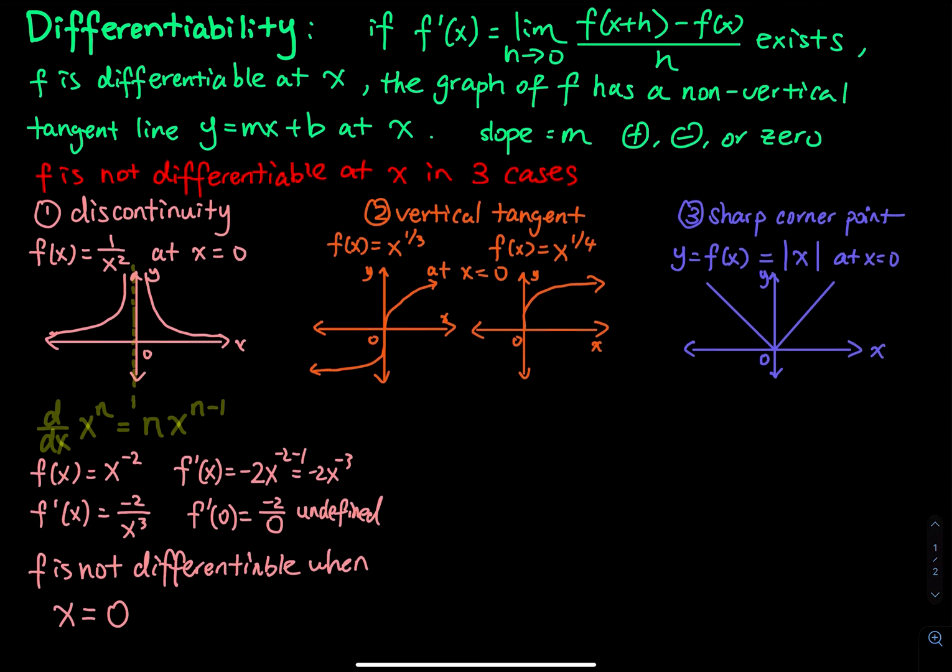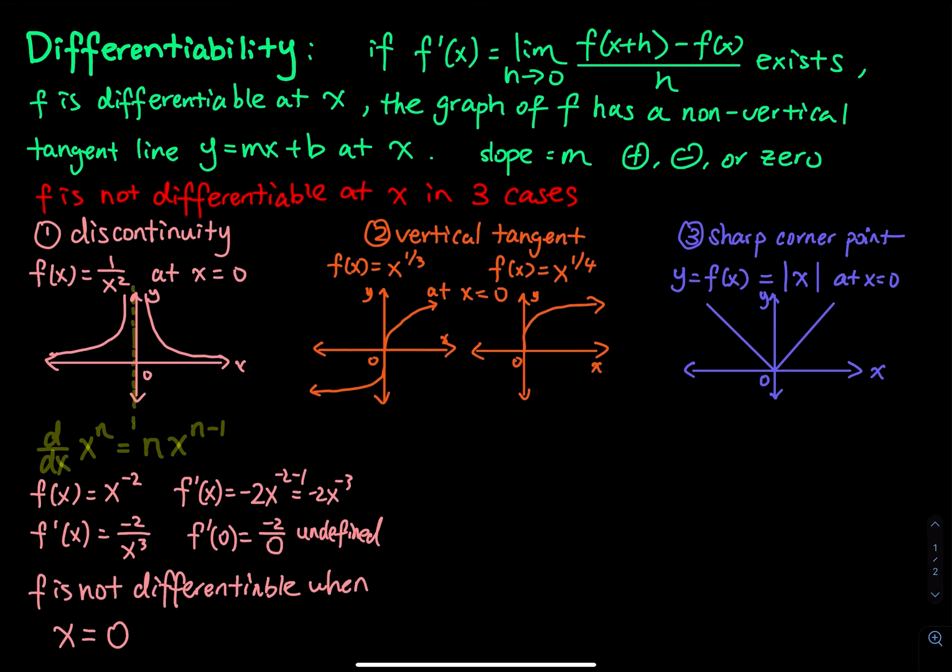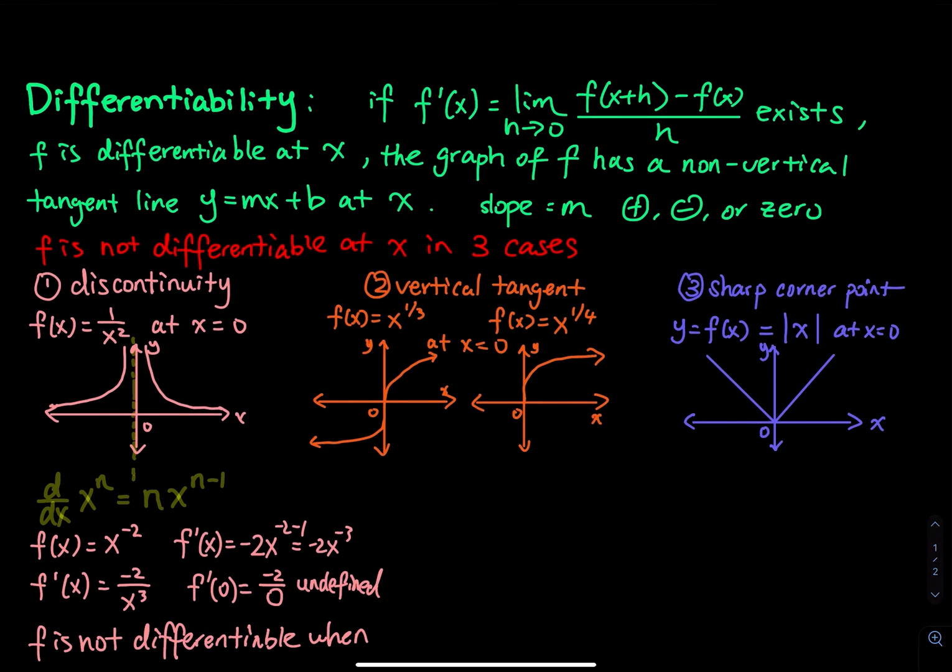So how about vertical tangent? For vertical tangent, I try f of x equals x raised to the 1/3 and the 1/4. What you have to notice is when x is equal to 0, the curve is kind of vertical. I should not use the word flat. I would just say when x is equal to 0, the curve is kind of vertical.